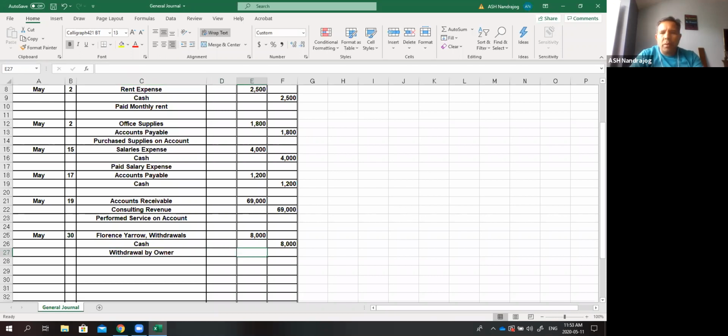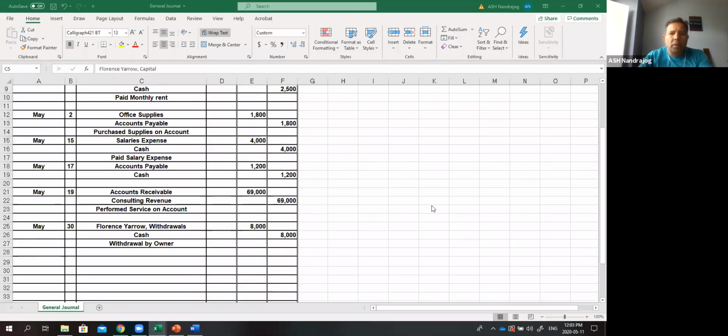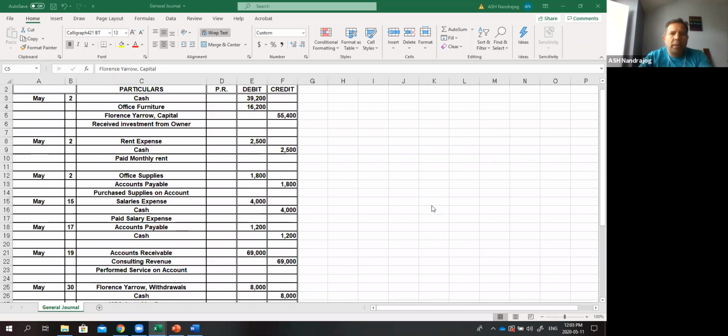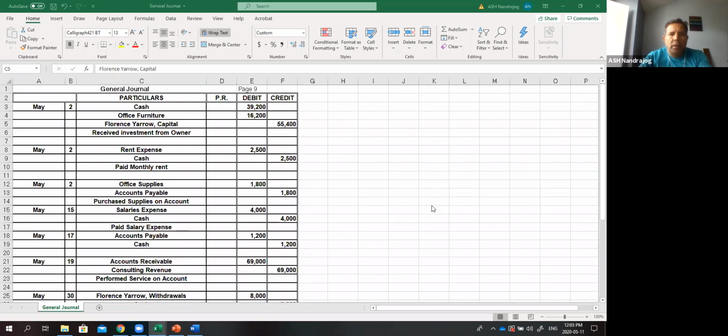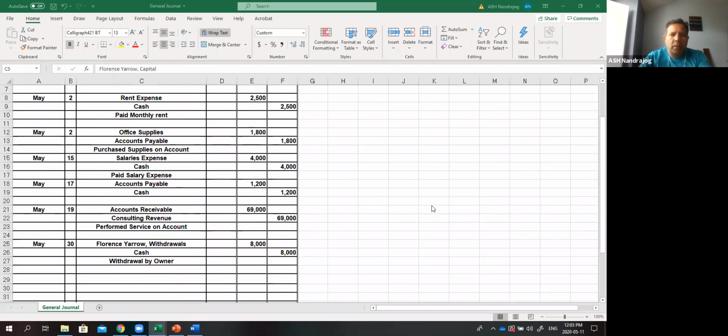Okay, so what we've recorded so far is the journal entries. Now we have to learn how to post them into the ledger. Okay, now that we have recorded the transactions in the journal, we would learn how to post them into the ledger. So before we do that, let's look at an exhibit to understand this better.